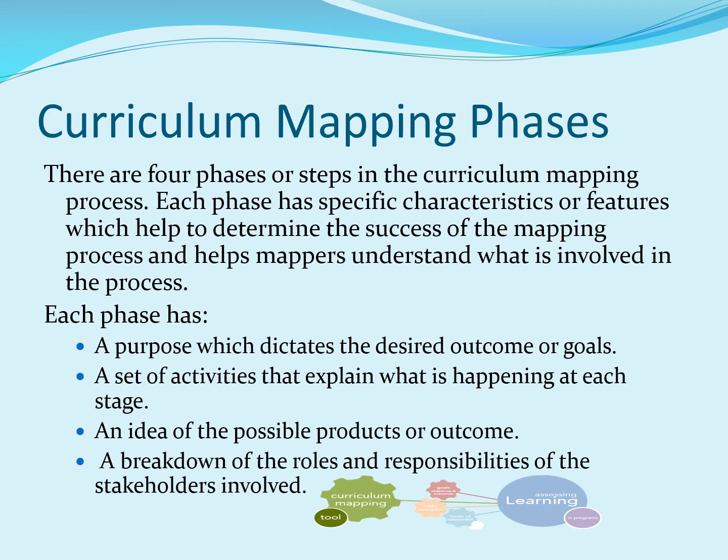Curriculum mapping phases. There are 4 phases or steps in the curriculum mapping process. Each phase has specific characteristics or features which help to determine the success of the mapping process and helps mappers understand what is involved in the process. Each phase has a purpose which dictates the desired outcome or goals, a set of activities that explain what is happening at each stage, an idea of the possible products or outcome, a breakdown of the roles and responsibilities of the stakeholders involved.